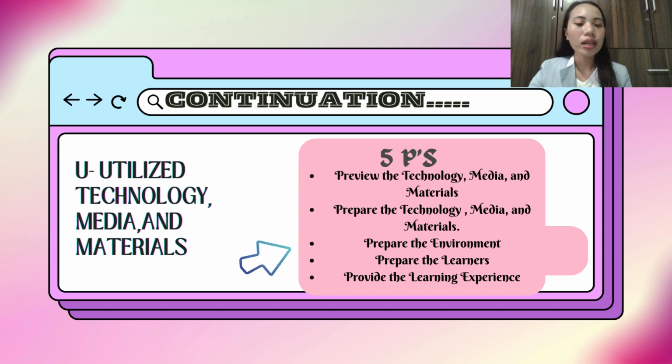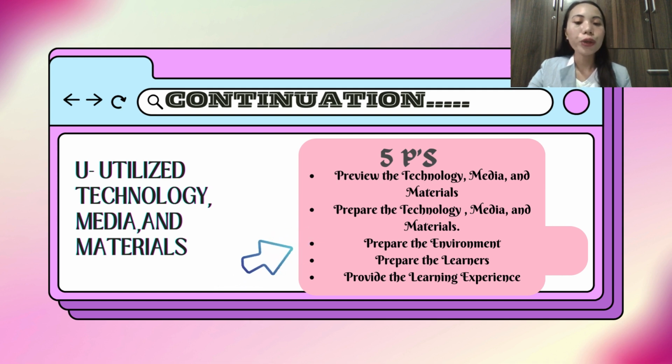So the second one is prepare the technology, media, and materials. You need to gather together all the things that you will need to teach your lesson. They must be working properly. For example, if you are making a PowerPoint presentation, then you'll need to create the text and graphics for each screen. So it is important to gather all of those things.